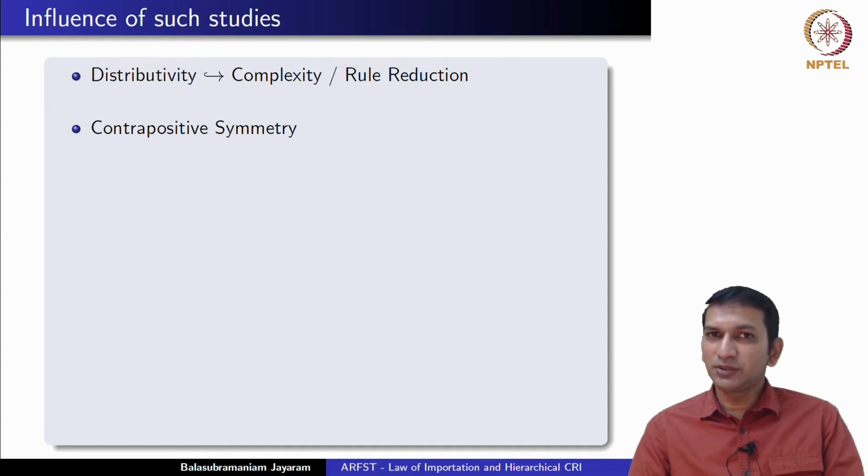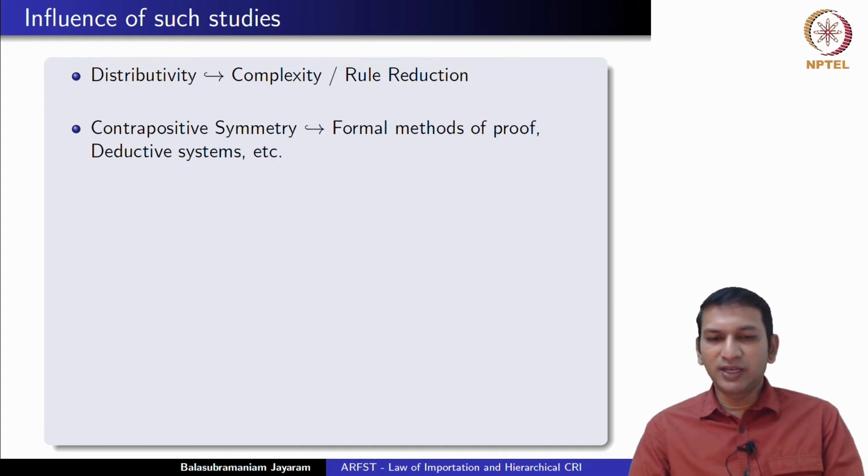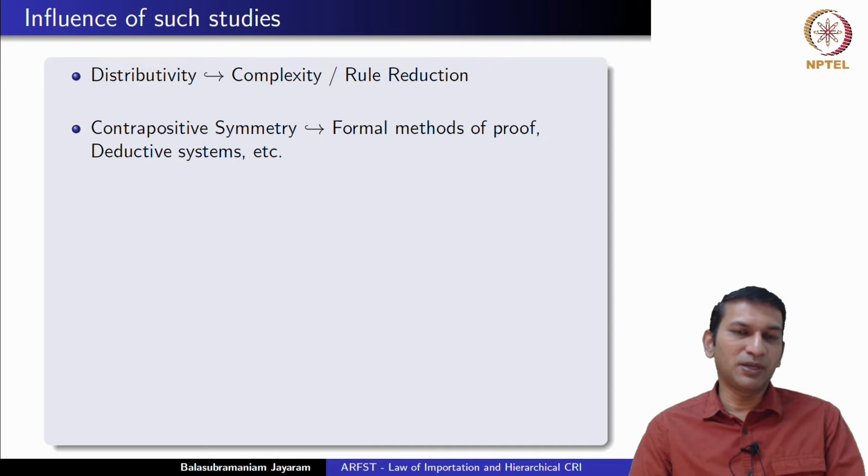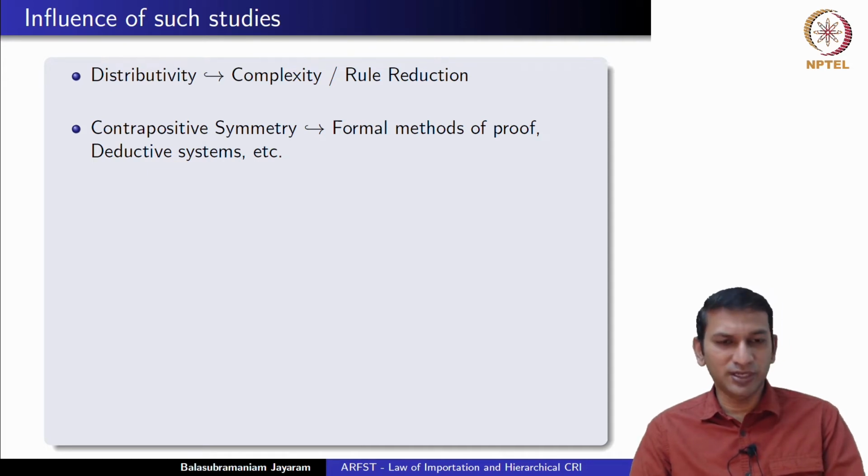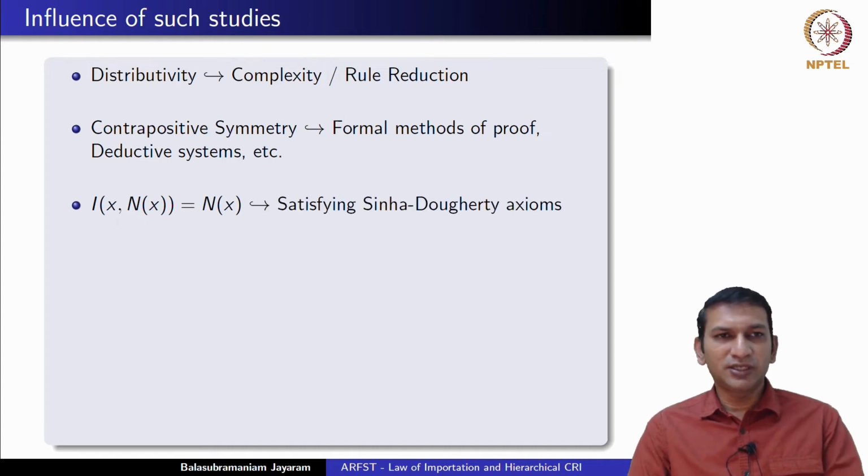In the case of contrapositive symmetry, as we all know, it is very important in deductive systems and formal methods of proof, where you want to show some result. Instead of showing A implies B, you end up showing negation B implies negation A, the contrapositive of the original statement. This is another functional equation which ensures that the axioms of subsethood measure, which are used in image processing, will be valid. So an implication satisfying this functional equation is useful there.